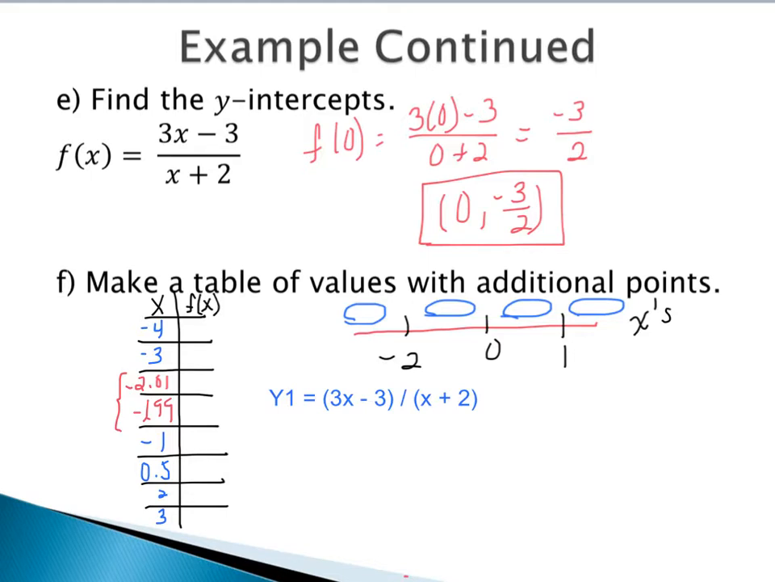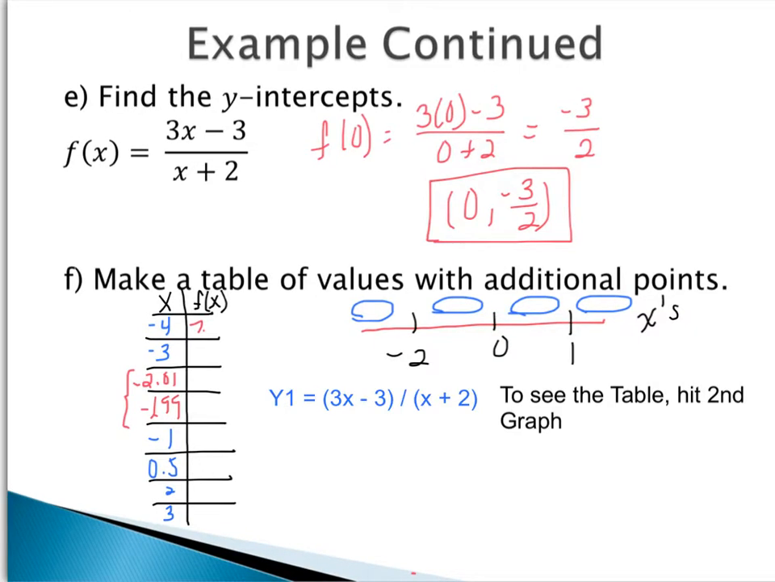Then when you're using your calculator, you would hit second graph, and that will give you a table of values, and you can scroll up or down. That would be the fast way to try to get your whole number values. So for your whole number values, then we should have our -4 was about 7.5, -3.